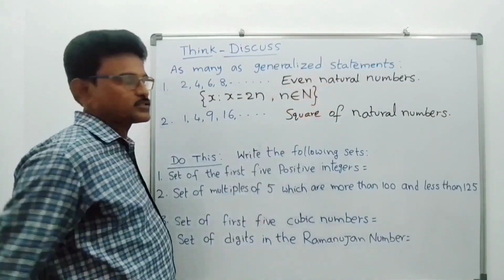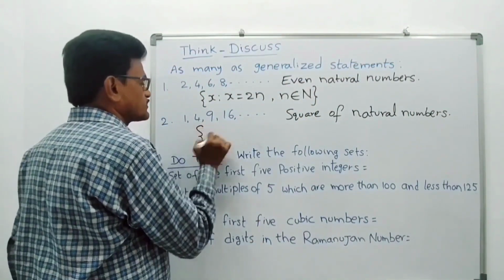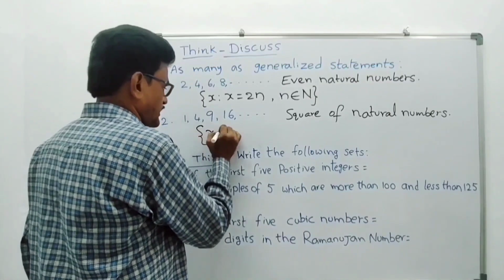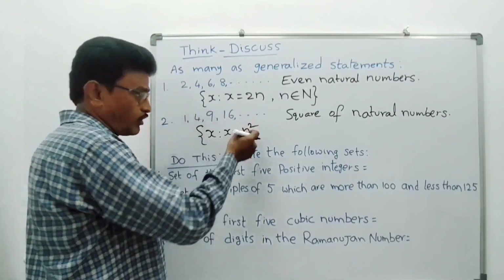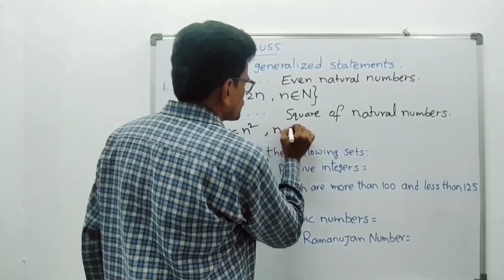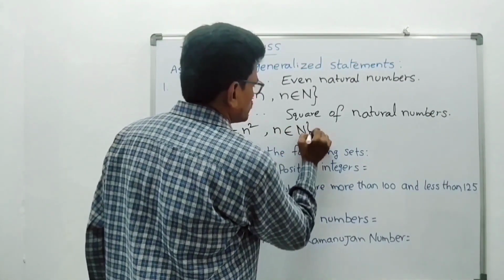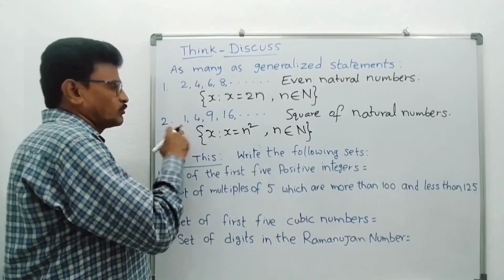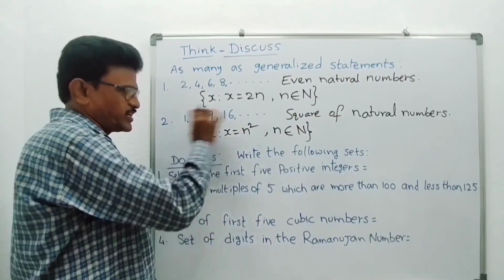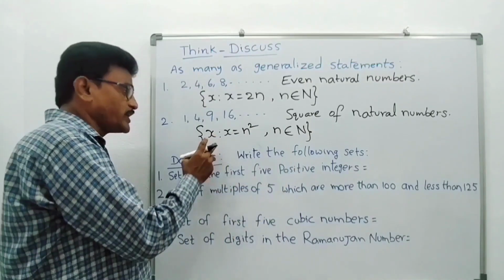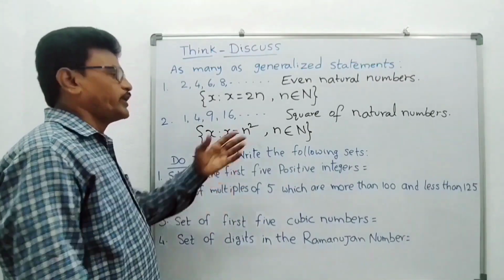Square of natural numbers. What is the other way? Set-builder form: x such that x equals n squared: 1 squared, 2 squared, 3 squared. What is n here? n belongs to natural numbers. So what is this set? It is the square of natural numbers. This list is the square of natural numbers. That's why we say x equals n squared, where n is a natural number.